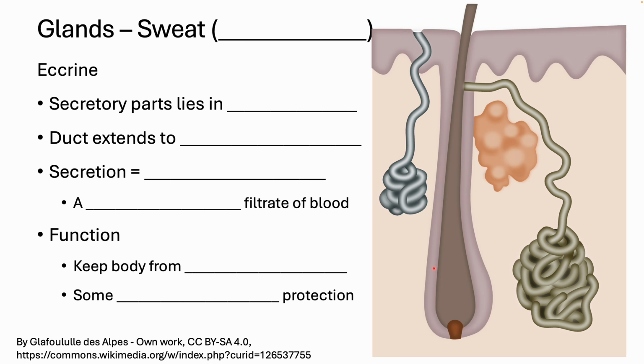There are going to be three types of glands that we talk about. Two of them are going to be sweat glands. So our sweat glands are also known as our sudoriferous glands. We have two types. We have the eccrine gland, which is a type of merocrine, and the apocrine gland. We'll talk about the apocrine gland next.